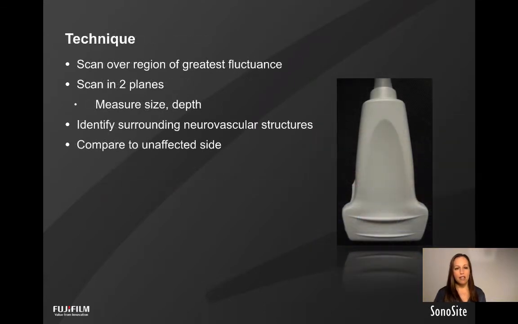The technique, as I mentioned before, is the same for an abscess as it is for cellulitis, because really we're looking to see if there's a presence of abscess. We're going to start in the area that's unaffected. We'll scan over the area, spend some time over that area of greatest fluctuance, and scan in 2 planes.